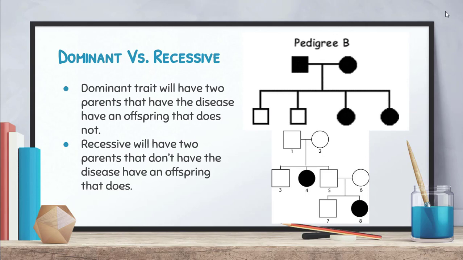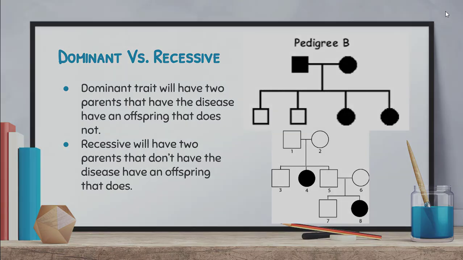So you need to look for that in a pedigree in order to determine if it is a dominant allele. If it's a recessive allele, 2 parents that don't have the disease will have an offspring that does. That's because the recessive allele is masked by the dominant. For example, here on the right, you see that 1 and 2 do not have the disorder, but have an offspring, number 4, that does. That tells you that parents 1 and 2 must be heterozygous for the disorder, and number 4 has the disorder. So we look for this in our pedigrees. If it's dominant, we'll have 2 parents that have it with an offspring that does not. And if it's recessive, we'll have 2 parents that don't have it with an offspring that does.